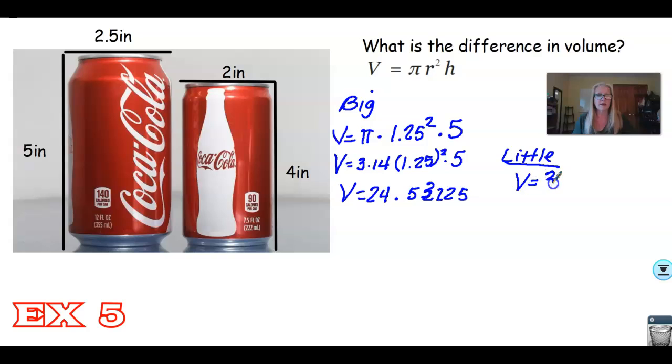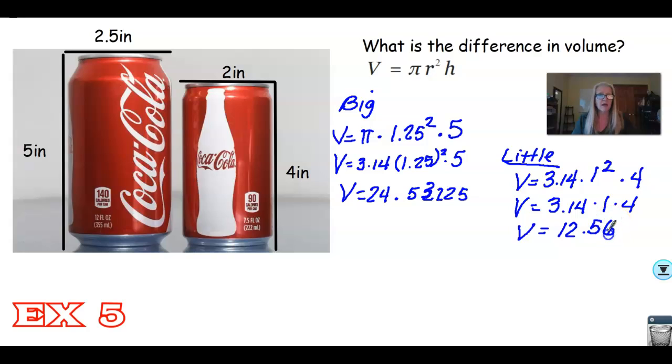So now we need the volume of the little can. Volume equals pi, again we'll use 3.14, times the radius squared. The diameter on this can is 2. The radius is half of 2. Half of 2 is 1. And that would be squared, times the height of the can, which is 4. This is kind of easy because 1 squared is 1. So really what we're multiplying here is just the 3.14, times 4. And we get the volume of the little can is 12.56.